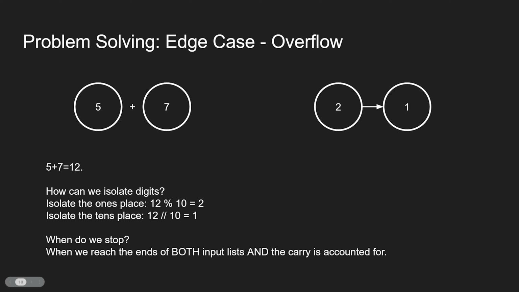So when do we stop? When we reach the ends of both input lists and the carry is accounted for. So when the carry is not 1, then we can stop. But if the carry is 1, we need an additional node and to perform additional addition of any nodes if there are any.